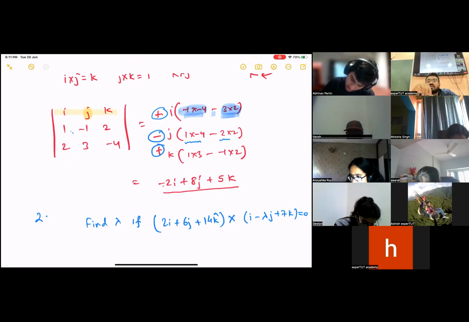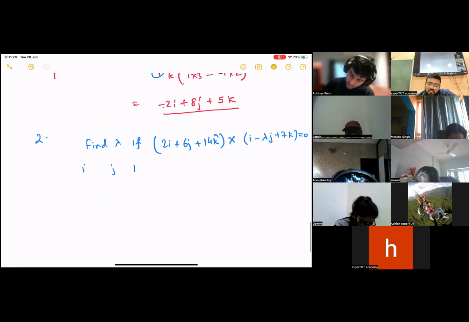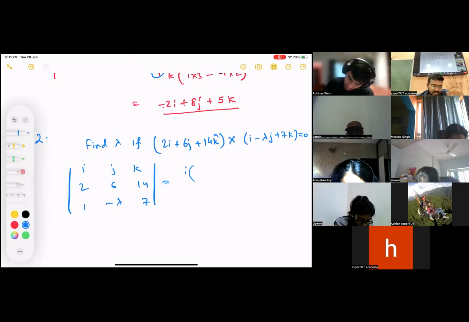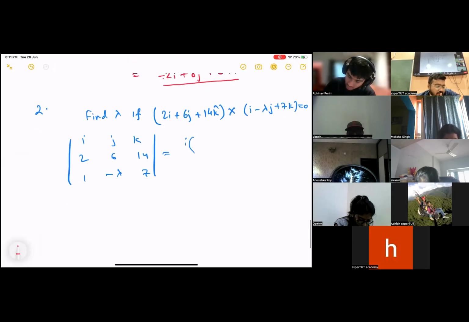Which one? Okay, first, did it come from Sujoy's method or not? Show him. Simply do i j k: write 2 6 14 here, write 1 minus lambda 7 here, do cross, you will get i times of... I don't know, it will be fine. Don't jinx it. Okay, fine.